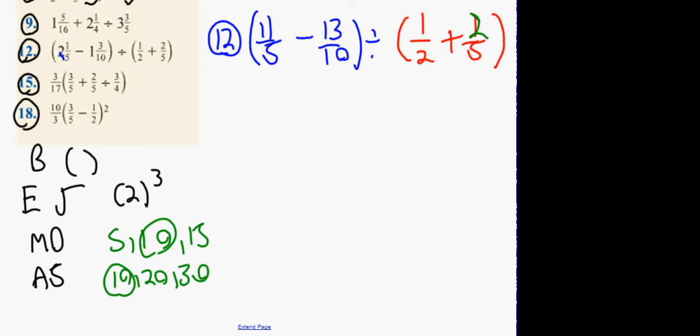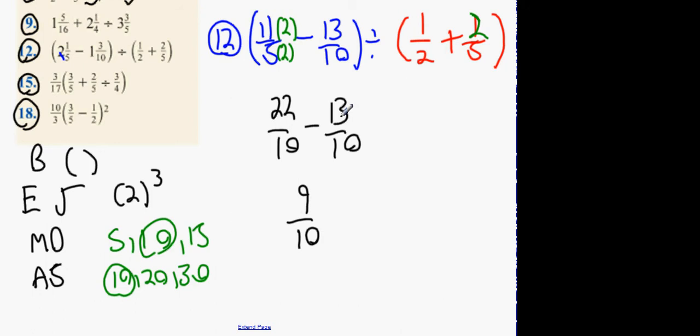Now, back to Gavin. Gavin, what do we need to do top and bottom? So this part here, 11, multiply them both by 2, and what do we get? 22 over 10 minus 13 over 10. And what's 22 over 10 minus 13 over 10? 9 over 10. Well done.